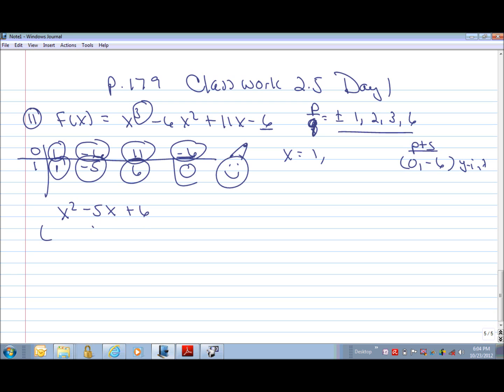Looks like I could factor this one, x and x. Multiply to positive 6, add to negative 5. 2 and 3 might work. Negative 2, negative 3. Negative 2 times negative 3 gives me positive 6. Negative 2 plus negative 3 gives me negative 5. Think that's good? Equal to 0. So my zeros would be 2 and 3. So up here, my answers are 2 and 3. And those are my zeros of that function.